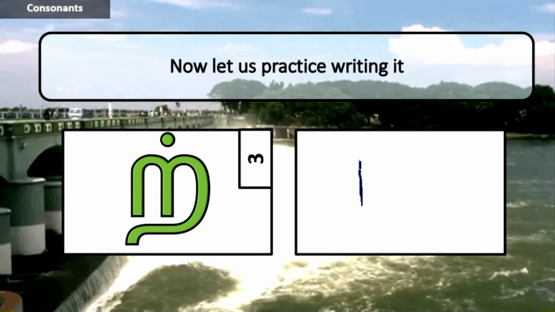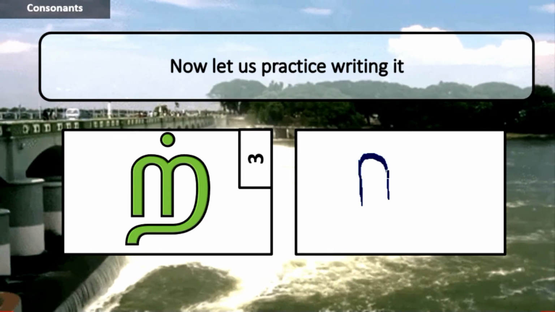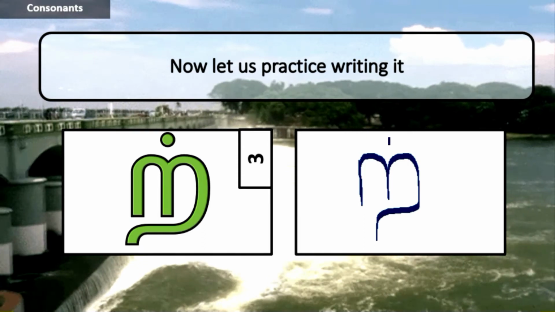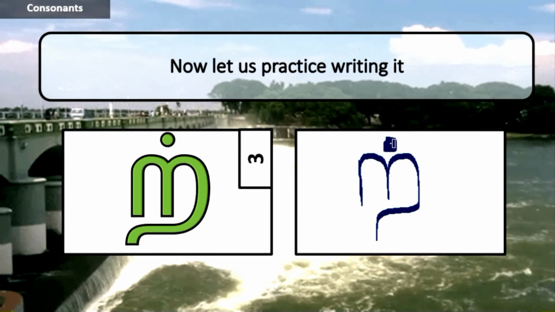Now let us practice writing ir. We can draw 3 upside down and then at the tip of the third line move horizontally with a small bend at the end. Put a dot. This is ir.